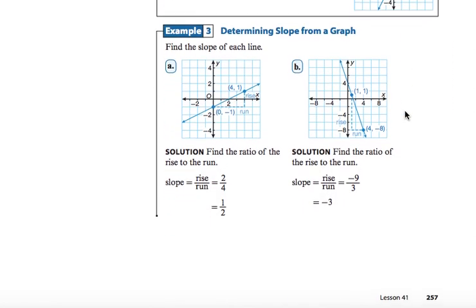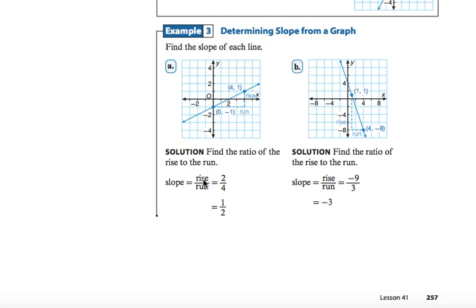Let's take a look at example 3. Determine slope from a graph. Find the slope of each line. In example 1 and example 2, it says pick 2 points. We pick those 2 points. Here it has 0, 1 and 4, 1 and 0, -1. Find the ratio of the rise to the run.